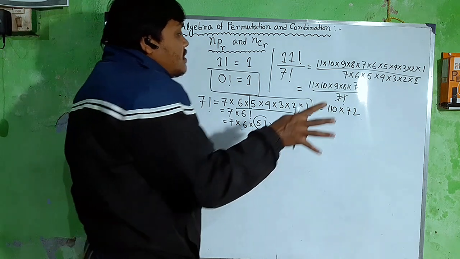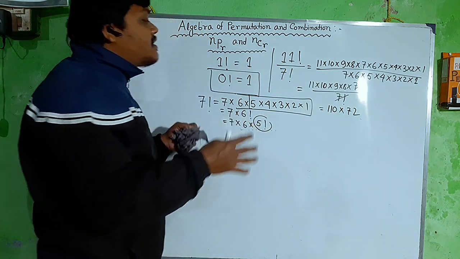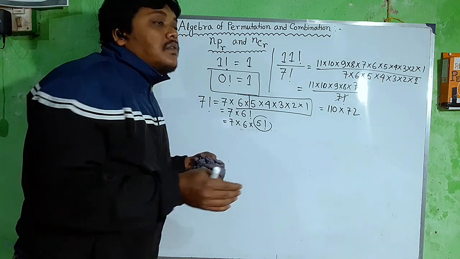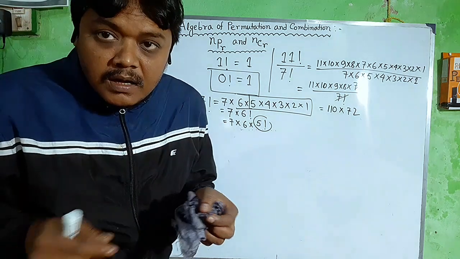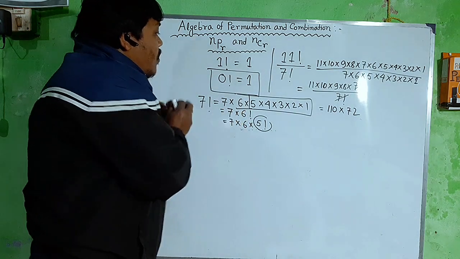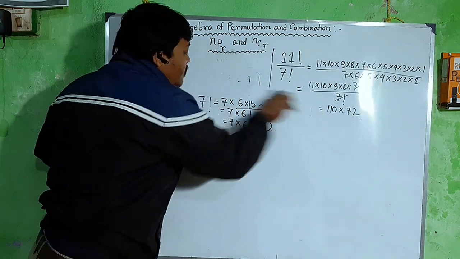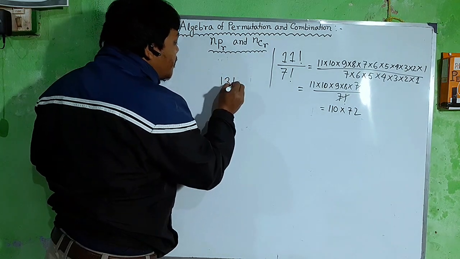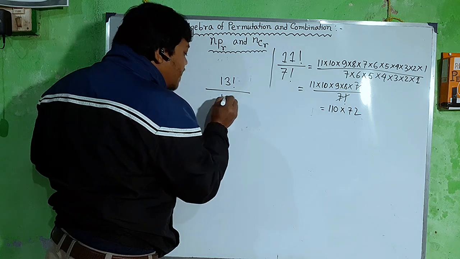So for simplification or for calculating, we can do it in this fashion. Okay, another question: you have to calculate the value of 13 factorial by 10 factorial.